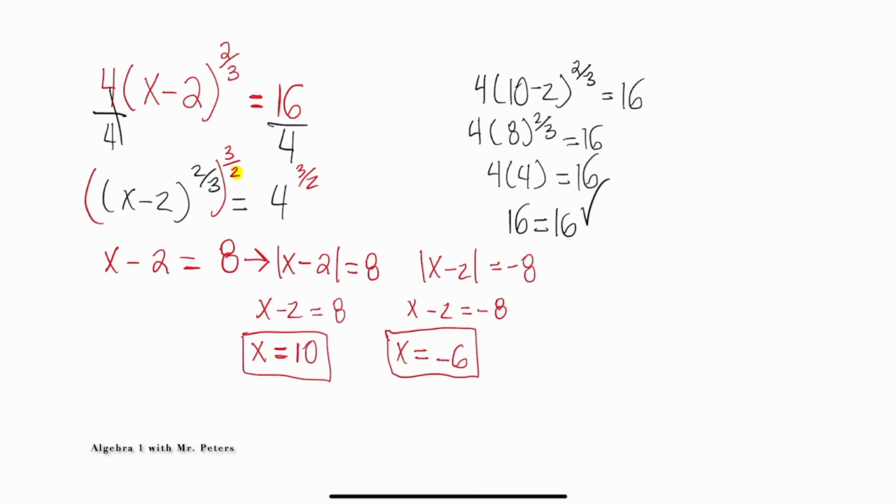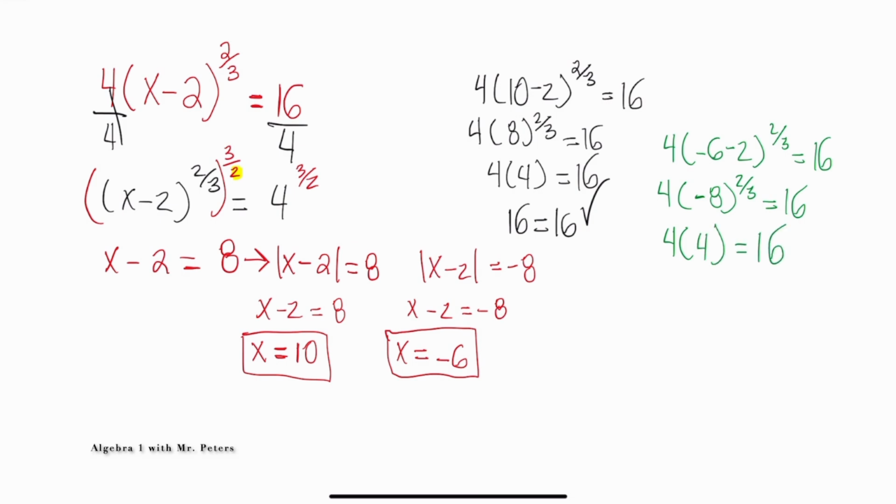Now with our negative expression, once we plug this back in, this should be our first step. So we combine what's in the parentheses. So we have 4 times negative 8 to the 2/3 power is equal to 16. Now the cube root of negative 8 is negative 2. But when we then square negative 2, we're going to get a positive 4. So this turns into 4 times 4 is equal to 16. And like our previous answer, we're going to get 16 is equal to 16. So both of these answers are solutions to the radical equation.